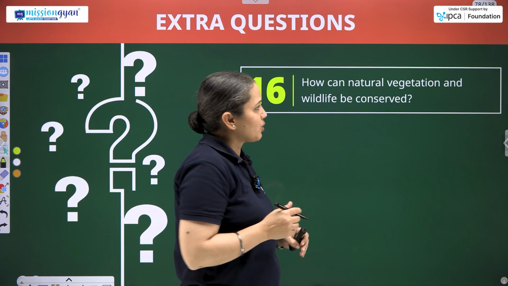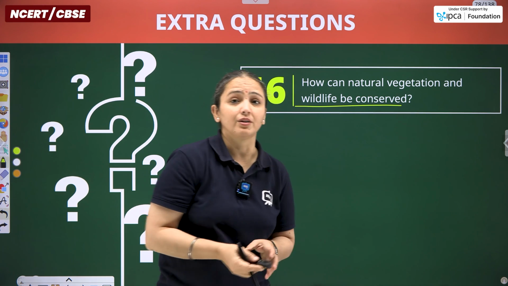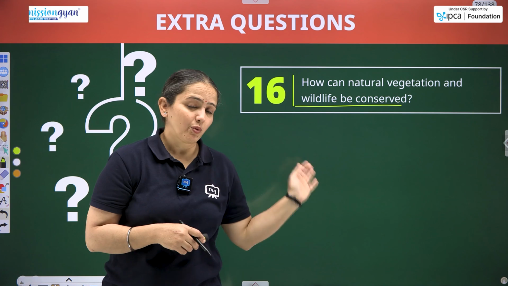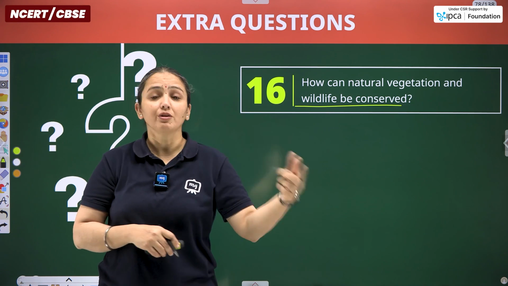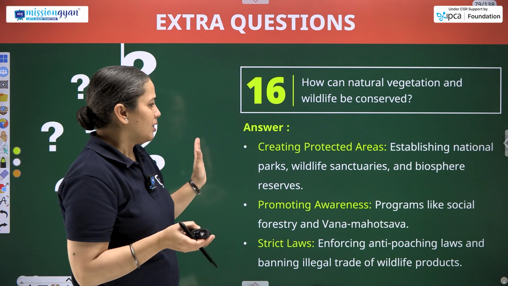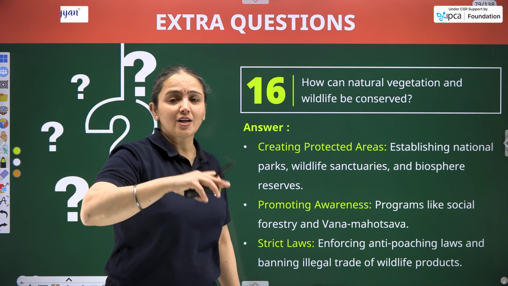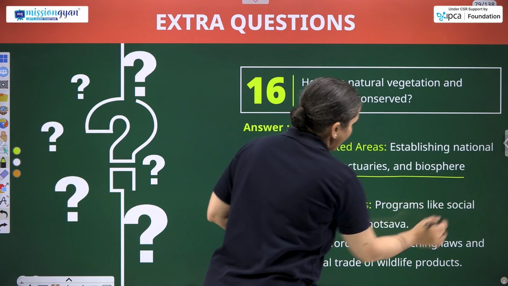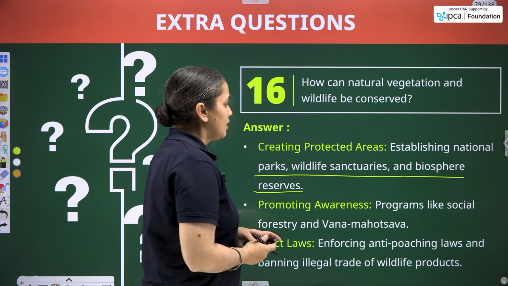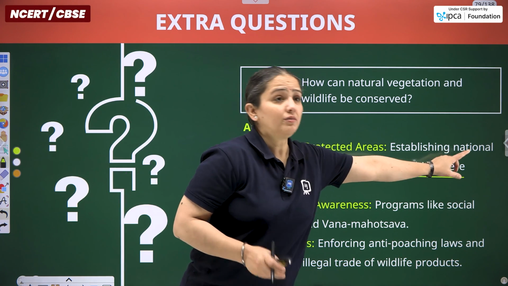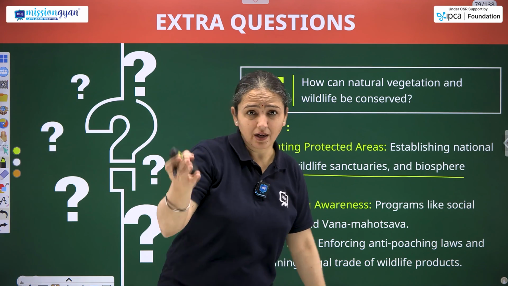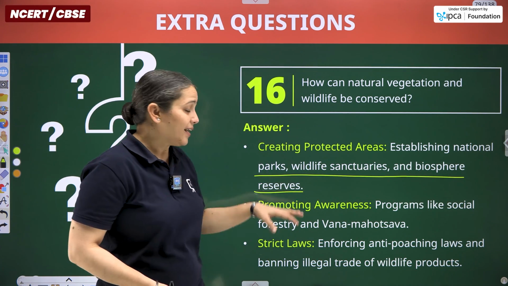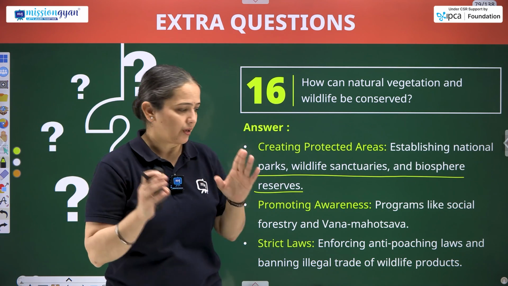Further, how can natural vegetation and wildlife be conserved? With the help of national parks, wildlife sanctuaries, stop hunting, poaching, along with stopping deforestation. These are the common ones. So creating protected areas as the national parks and wildlife sanctuaries. So establishing national parks, wildlife sanctuaries and biosphere reserves as well. So responsible for the endangered species protection of the plants, responsible for the endangered species of the animals, and responsible for the endangered species of both flora and fauna.